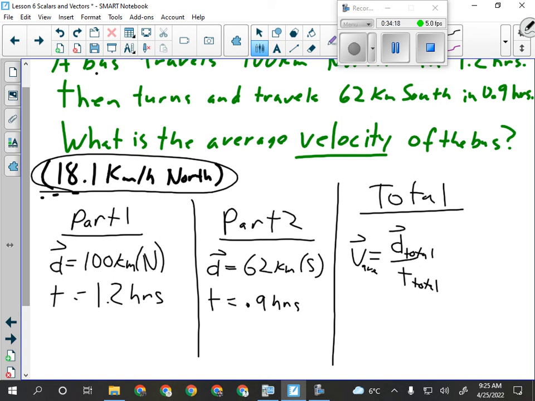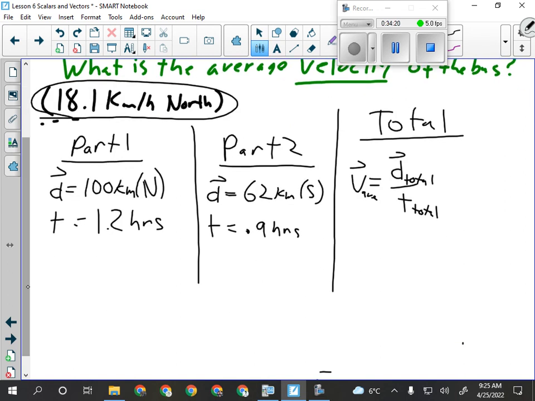So what I would do here is find my total displacement. So I would go 100 kilometers north plus negative 62 kilometers, because negative north is south. We just never write it as negative north. I never say, hey, I'm going to go to Lethbridge because it's negative north from here. So people just don't talk that way.